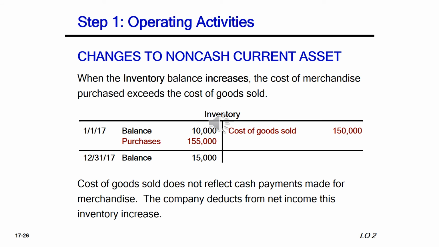And now let's see how we can handle another non-cash current asset, in this case inventory. So when the inventory balance increases, the cost of merchandise purchased exceeds the cost of goods sold. And the cost of goods sold does not reflect cash payments made for merchandise, so the company deducts this inventory increase from net income. So let's do this. Let's go back to our statement of cash flows in the following slide.